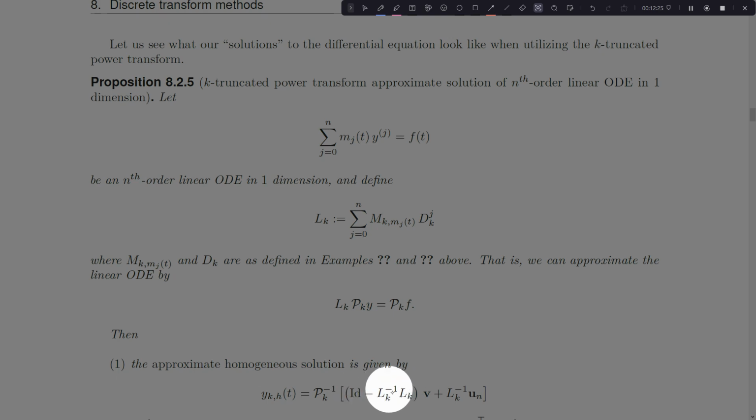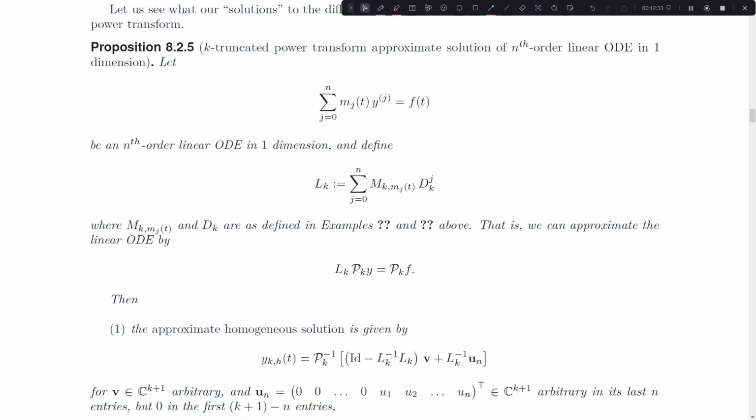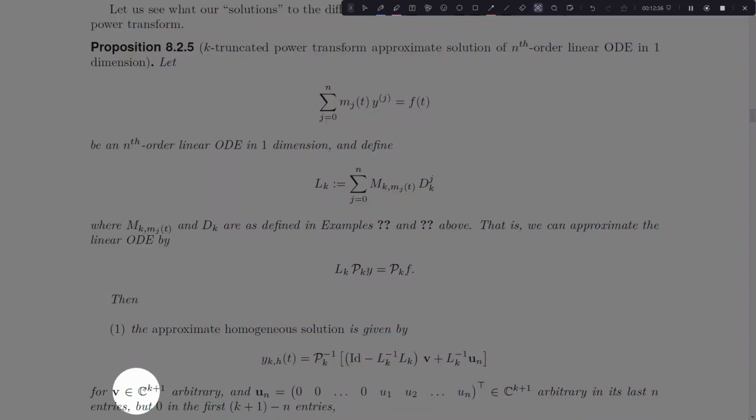In fact, this reconstructs the null space. I'm going to scroll down a little bit farther and act that on an arbitrary vector v. So I'm just going to choose some arbitrary vector and look at the image of the identity matrix minus LK inverse LK. That's going to give me the null space of L. It's actually an exercise for you to show that it gives me the null space of L.